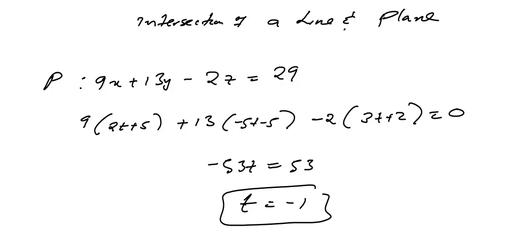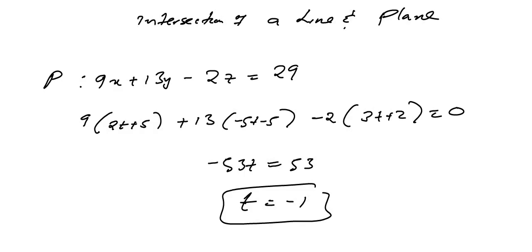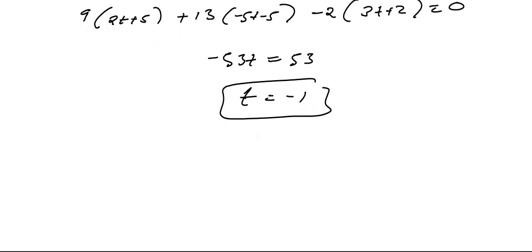So if there's a solution, it means the plane and the line intersect at some point. To get that particular point, we can just replace the t into the parametric expressions of the line that we had. Remember we said x is equal to 2t plus 5, so the point where they intersect has x equal to 3, putting negative 1 there.